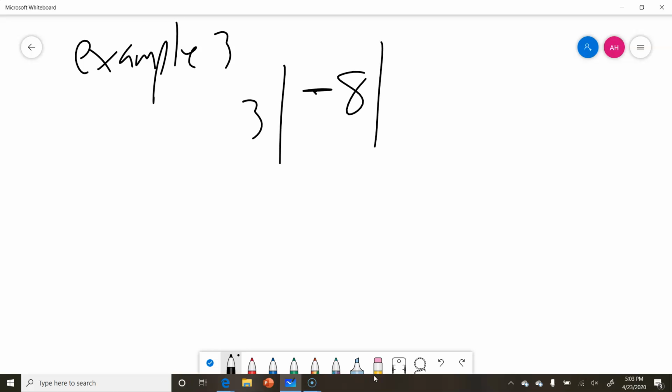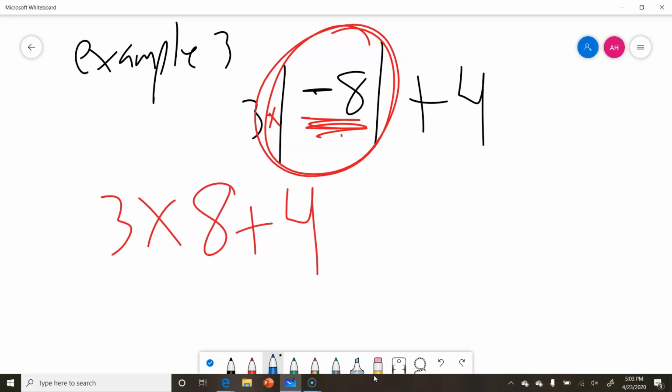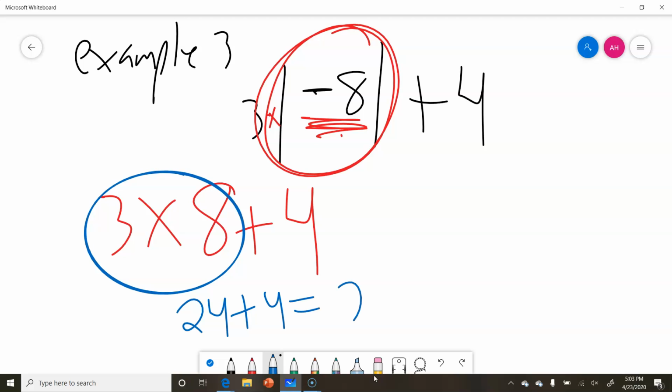So let's do another one. The next example on the next page, this is example 3, and it has 3 times the absolute value of negative 8, all of that plus 4. Now remember, I always have to do what's in absolute value signs first. So I rewrite the 3, and then I do times, because this is multiplying, that's what that means. The negative 8, though, when I have absolute value, turns into a positive 8, and then I keep the plus 4. Now I do order of operations, and which is first here? Multiplication, which is 24, 3 times 8, plus 4, and my grand answer is 28.